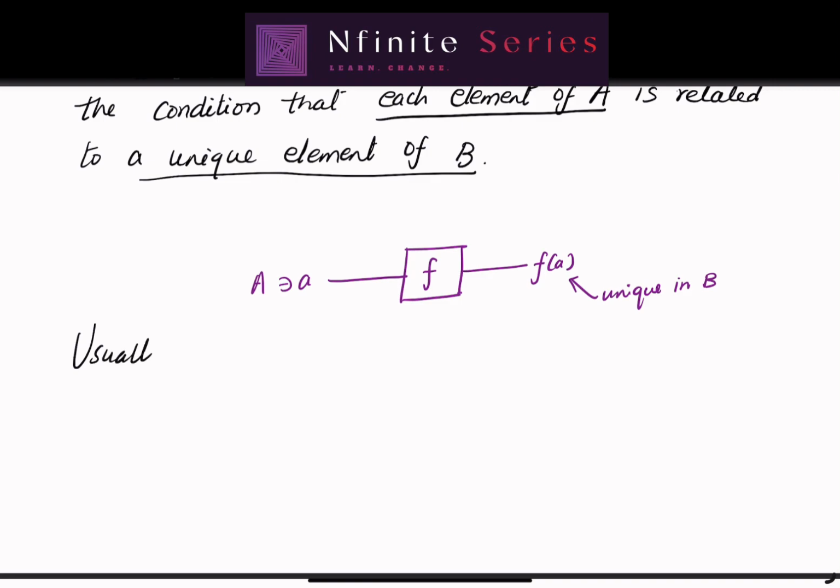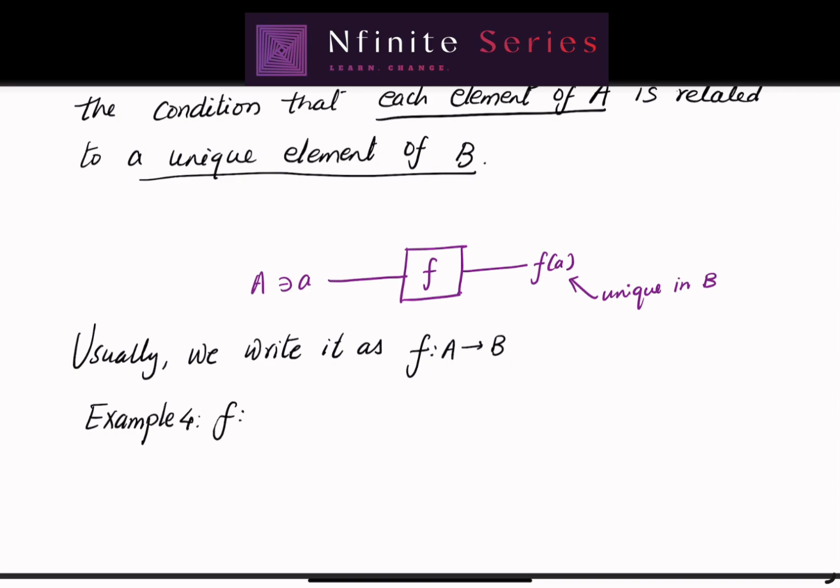Now when it comes to denoting a function, it is usually written like this. f is the notation for the function, and f: A → B. Here's an example that you might already be familiar with. We know that we can define a real valued function from R to R, and one such function is f(x) = x squared.